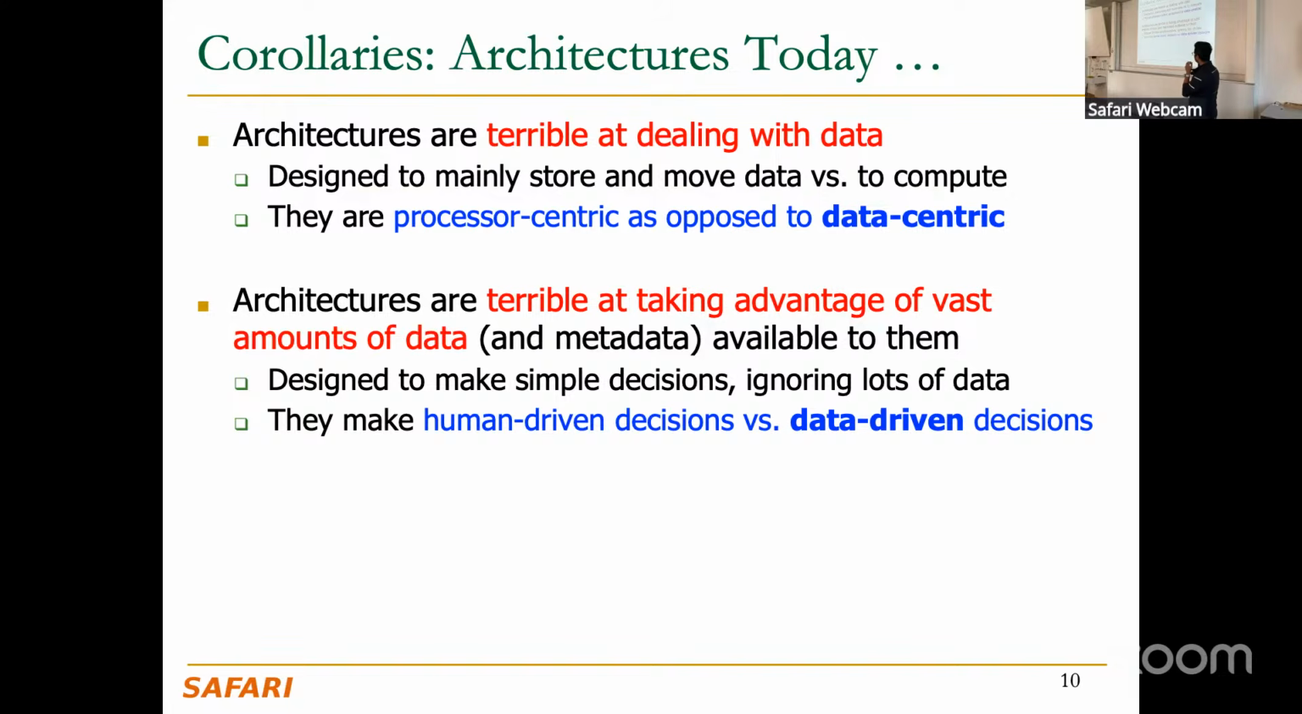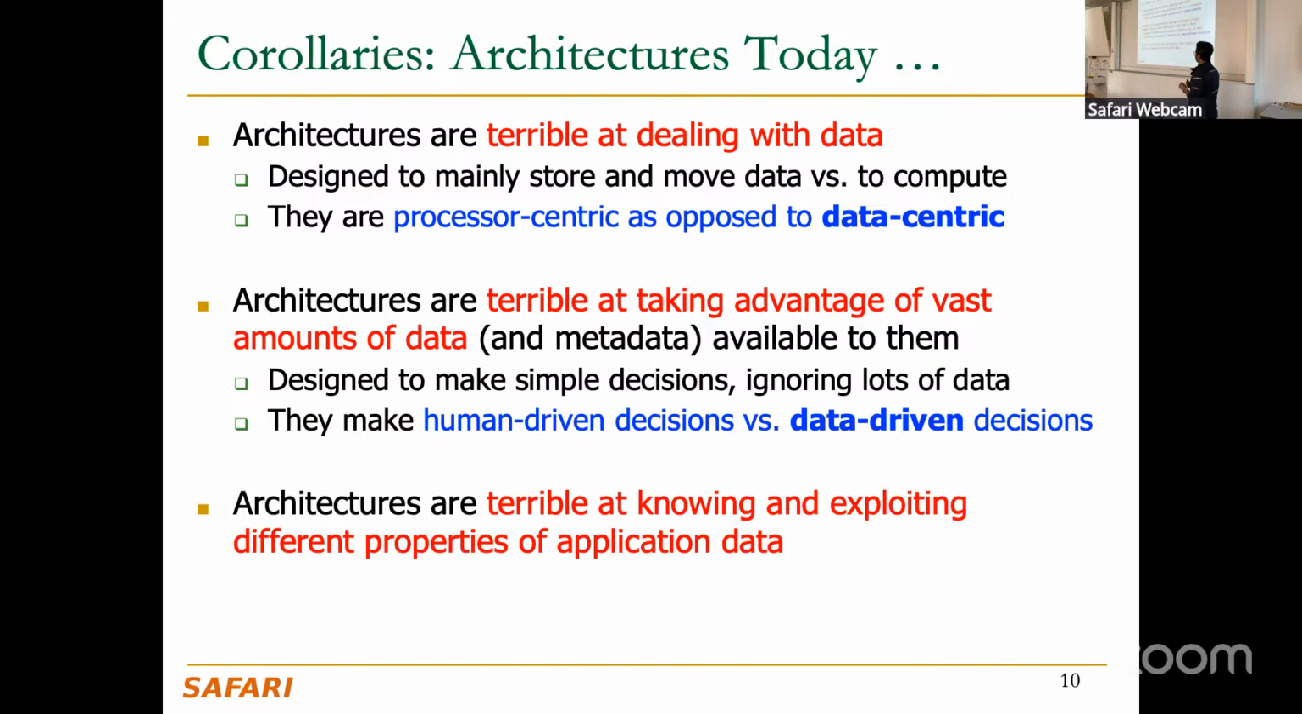And the other part of the lecture, which we are probably not going to discuss today but maybe sometime in the future, is that architectures are also poor at knowing and exploiting different properties of application data, in the sense that they are designed to treat all pieces of data with equal importance, even though they are not.